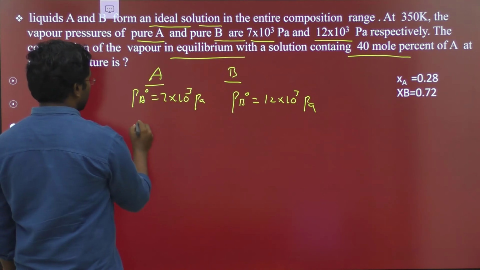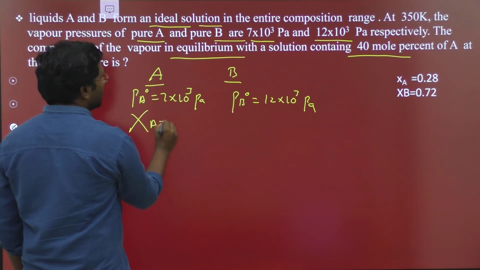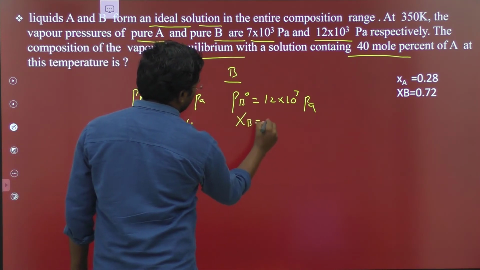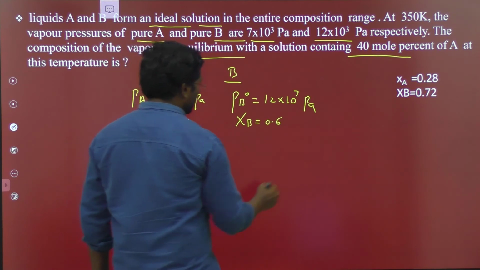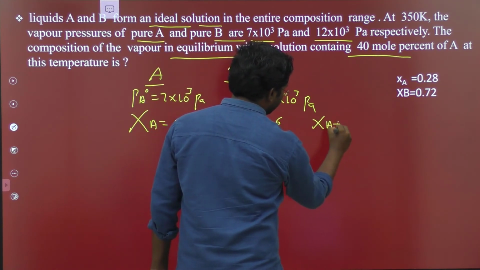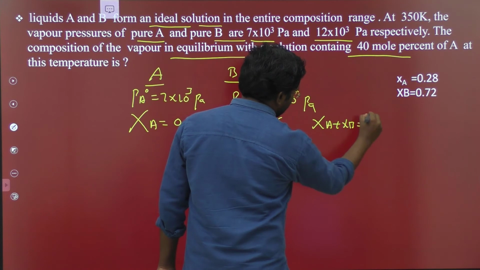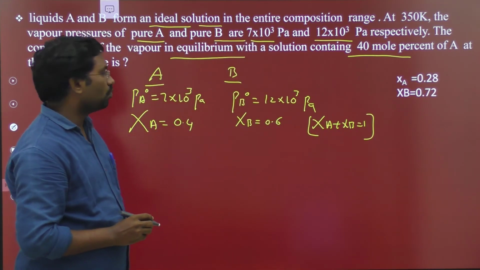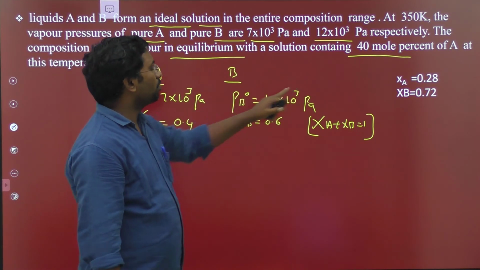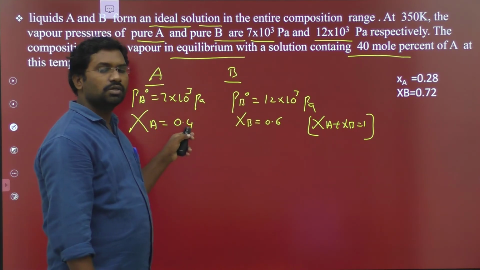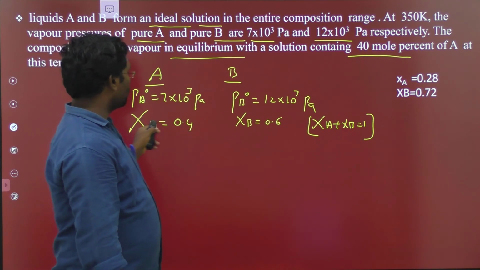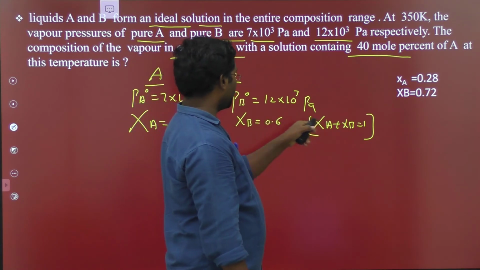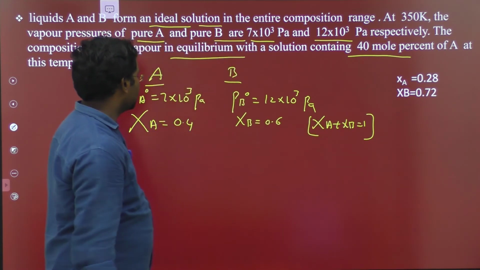40 mole percent of component A means the mole fraction Xi A is equal to 0.4. Mole fraction Xi B is equal to 0.6. You know that very well: Xi A plus Xi B is equal to 1. The sum of the mole fractions of the components is equal to 1. So from the mole fraction of component A we calculate the mole fraction of component B: 1 minus 0.4 is equal to 0.6.